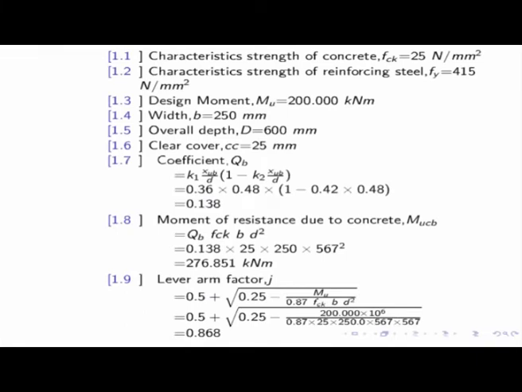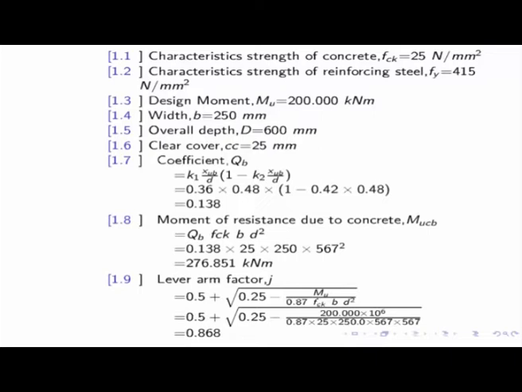Characteristic strength of concrete, fck, is 25 Newton per square millimeter, because it is M25. Characteristic strength of reinforcing steel: I always prefer to write reinforcing steel, because the other one is structural steel. Whenever we do the design of steel structures, we call that structural steel. So to distinguish, I always write reinforcing steel, and that is fy equal to 415 Newton per square millimeter, because this is Fe415. Design moment Mu is 200 kilonewton meter.